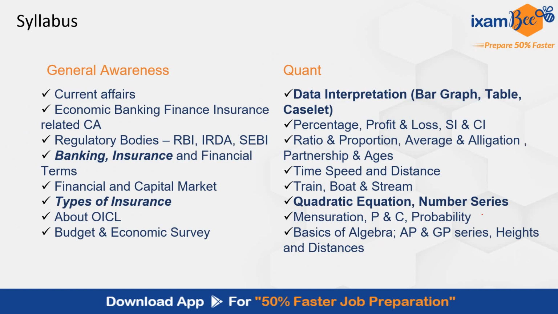Then moving to general awareness, here you have current affairs. BPedia can be your Bible for current affairs. You can use any other current affair module which you have been regularly studying. 4 to 5 month current affairs will be enough for the mains exam. Then you have economic, banking, finance, insurance related current affairs. Any information related to RBI, IRDA, SEBI, banking, insurance, financial terms, financial capital market, types of insurance. You should also know about OICL. Budget economic survey has been recent, so read that.